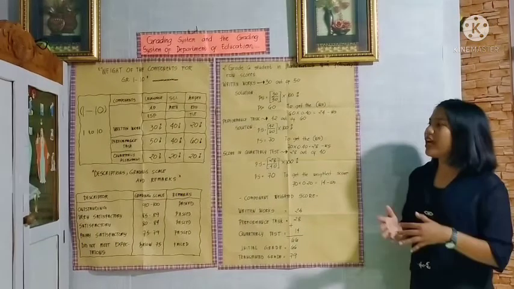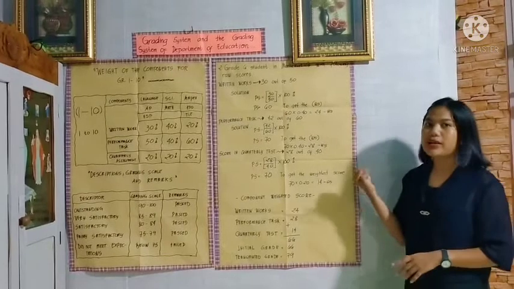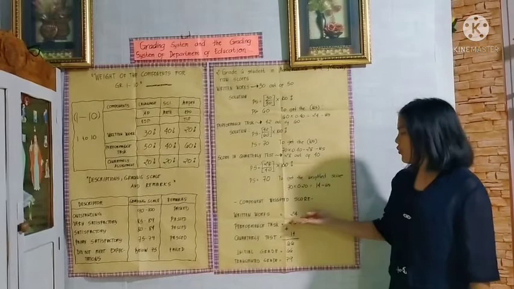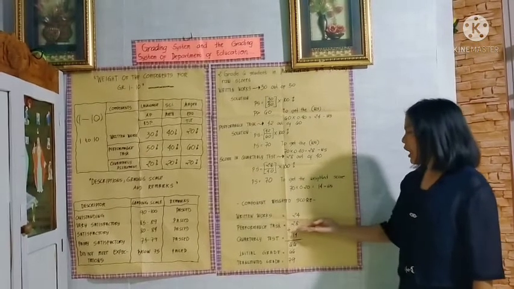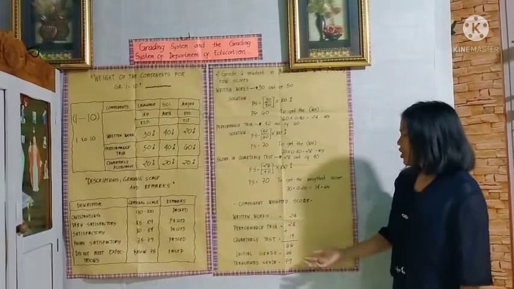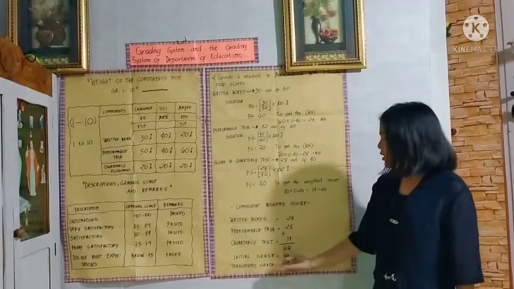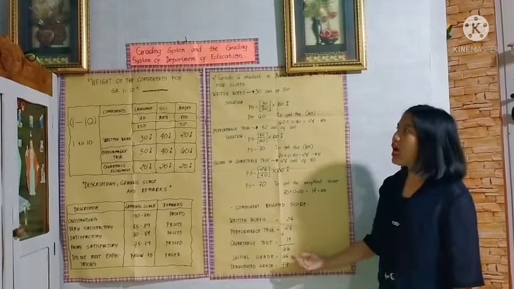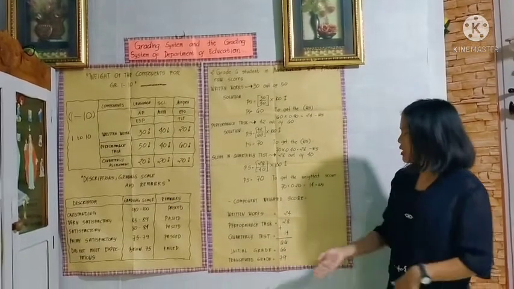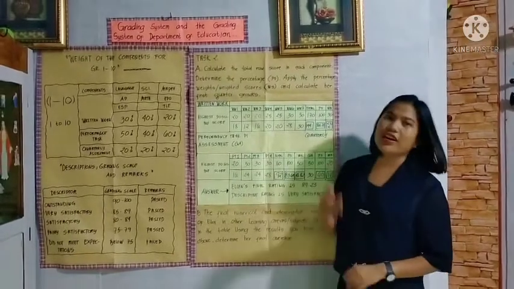In order to get the final grade, we have to add all the weighted scores in written works, performance tasks, and quarterly test. So in written works, we have 24, performance task 28, quarterly test 14. We add those three, and the total is 66. So the initial grade is 66 and the transmuted grade is 79. We have to look at the grading system of the Department of Education and check where 66 belongs. So at this moment, let's proceed to task 2.